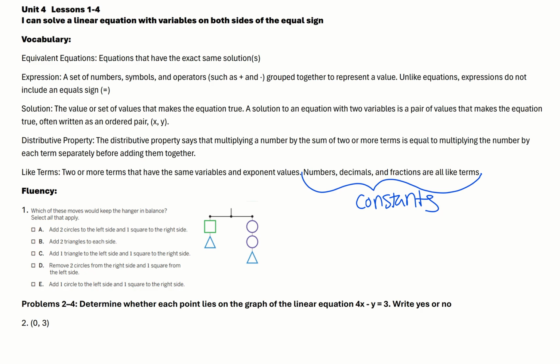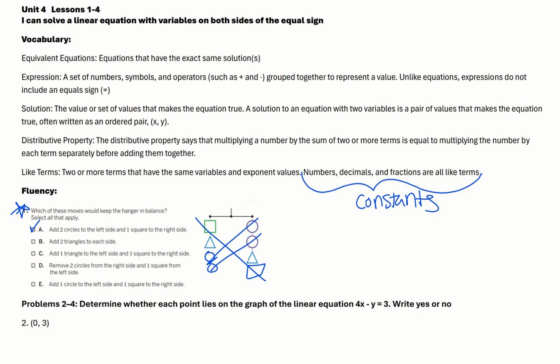All right, so let's start getting into answering some of these questions. So it says, which of these moves would keep the hanger in balance? Select all that apply. This is a really important question. This is for our unit, very clearly for our unit. So add 2 circles to the left side. So if I do that, and then add 1 square to the right side, that keeps that balance because I have 2 squares there and I have a rectangle there. They are the same and even. So yes, that would work.